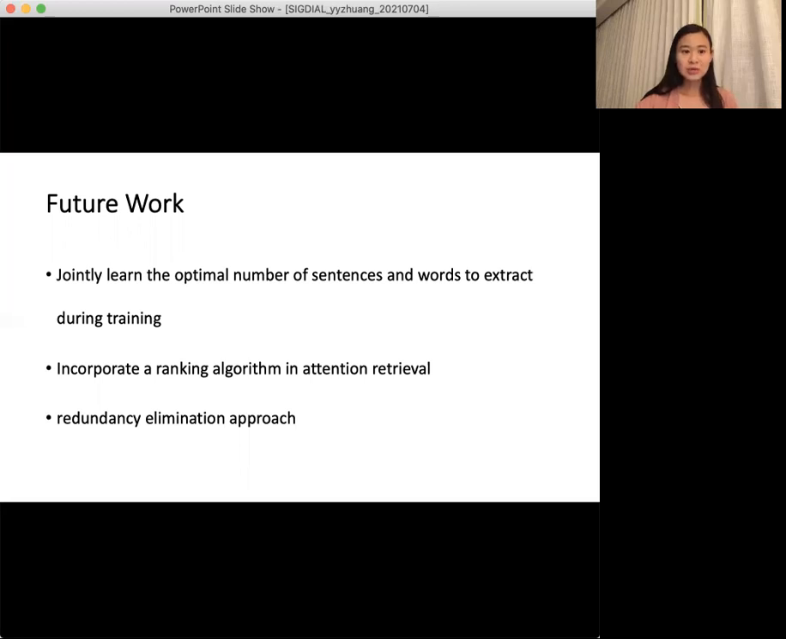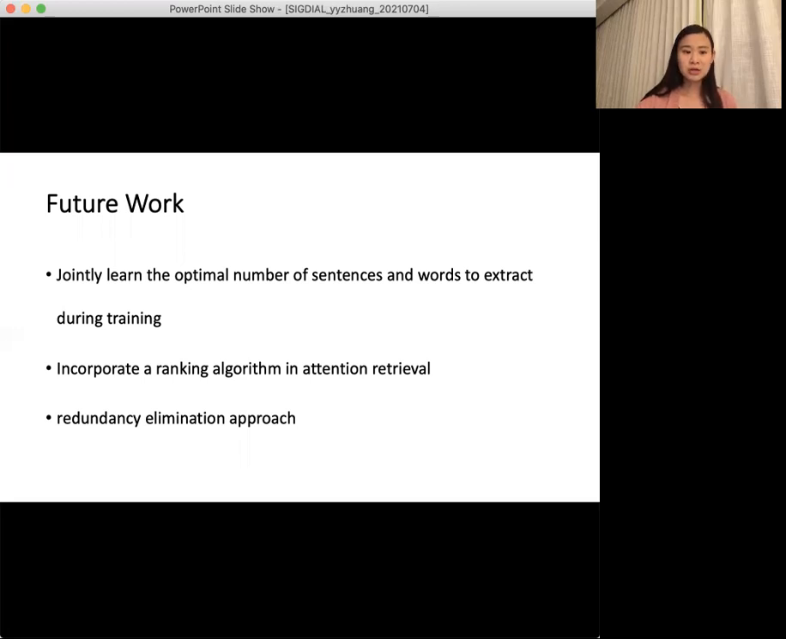In our approach, we set the summary length threshold of selected sentences and words to be 20% of the total number. An alternative approach is to jointly learn the optimal number of sentences and words to extract during training. And in our work, we rank the sentences and words with their attention scores. In other words, we are more interested in the relative ranking rather than the exact scores. Therefore, another future work direction is to incorporate a ranking algorithm in the attention retrieval.